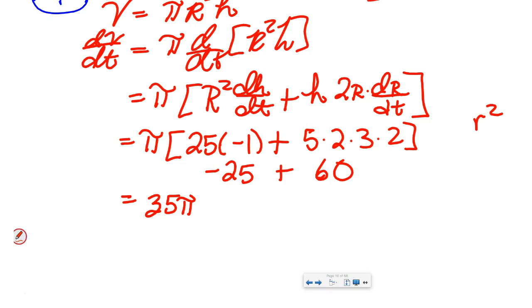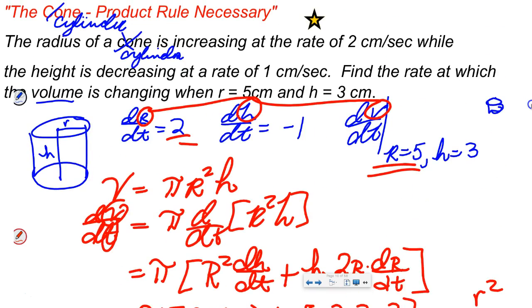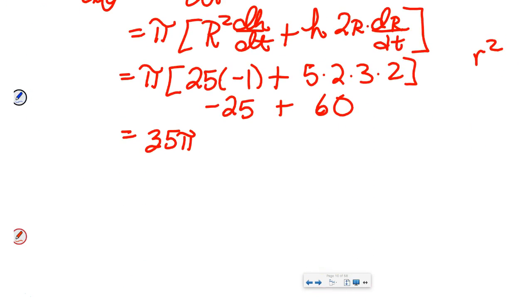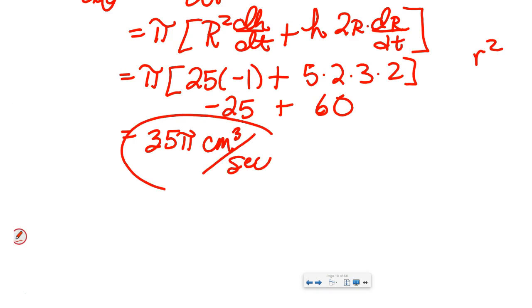And this is change in volume over time, so I have to make sure I label that properly. I have to go back and look at what my measurements are. They are in centimeters and seconds. So volume would be centimeters cubed over the unit of time, which is seconds.